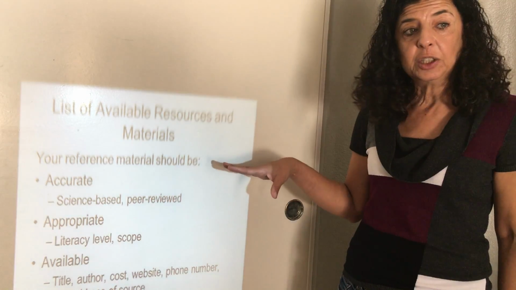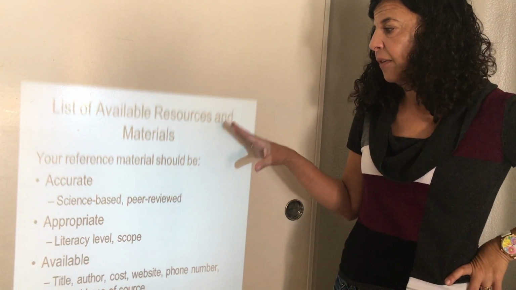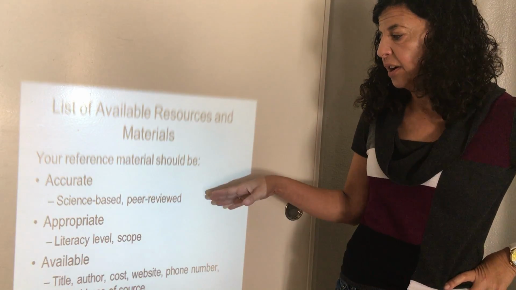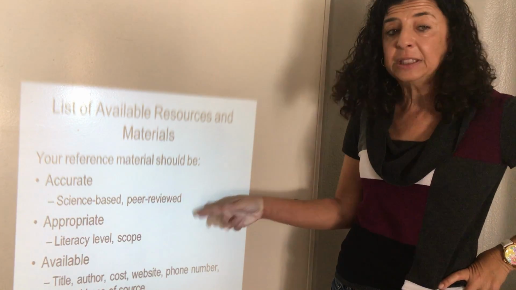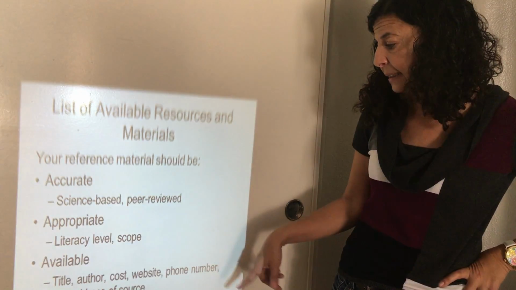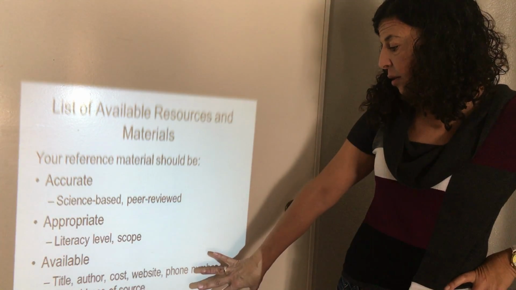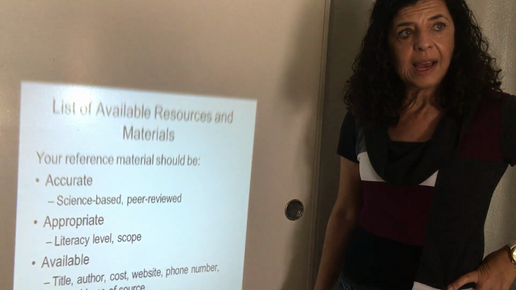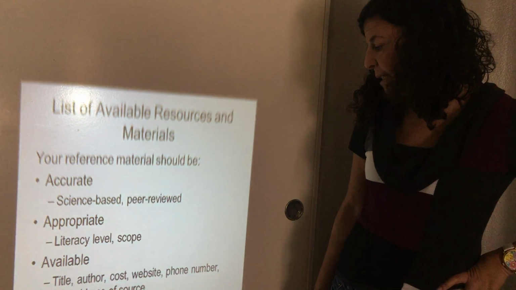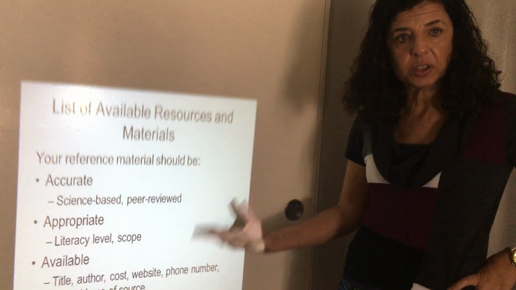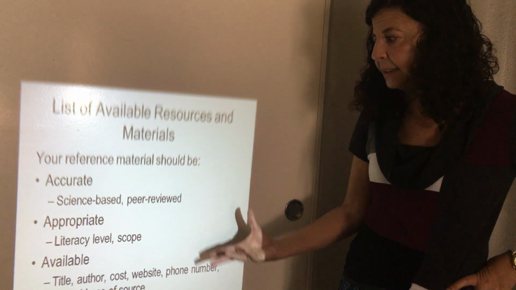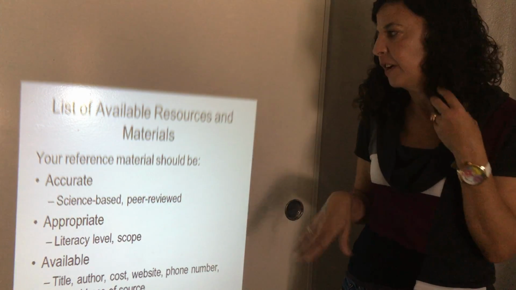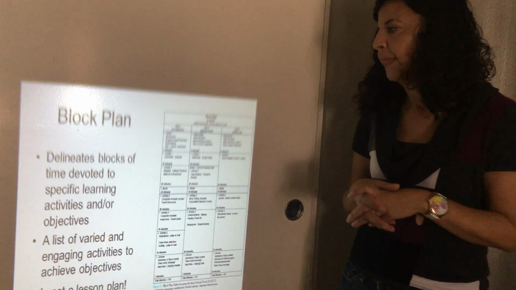Have a list in your curriculum of all of your resources and materials. Make sure that you're using something that's science-based. Really do think about the literacy level of your audience, and list also any other information that another health educator might need, such as the cost of materials or the website where you got your pamphlets. Anything that somebody else can then pick up and use will be very valuable for them.